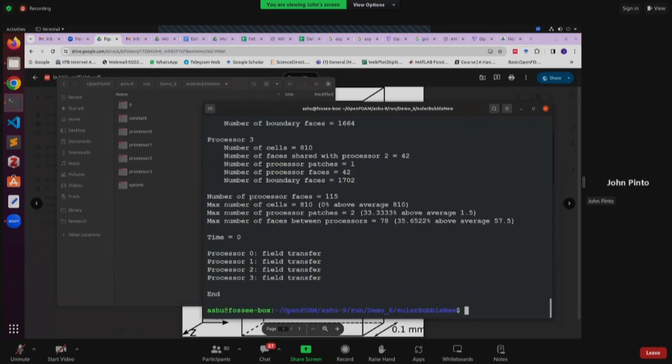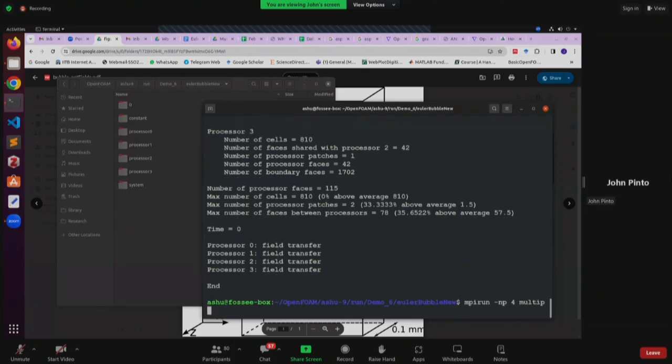And if you remember, the command to run simulation in parallel is mpirun. Then you specify the number of processes by the keyword -np 4, that is 4 processes, and then the name of the solver. So our solver is multiphaseEulerFoam. So the name of the solver and then the keyword -parallel, indicating that we want to run the simulation in parallel.